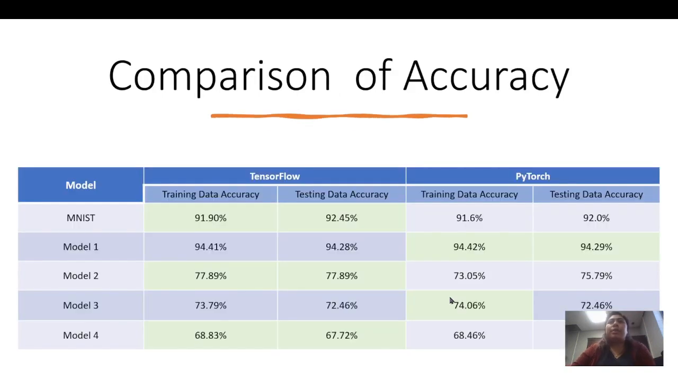So after running the model, we get the accuracy of the model for the training and testing dataset using TensorFlow and PyTorch. For the MNIST dataset, it was found that the model we ran was more accurate for TensorFlow than PyTorch, and seeing for models 1, 2, 3, and 4, the accuracy seems to reverse in model 3, which is the prediction of compressive strength.